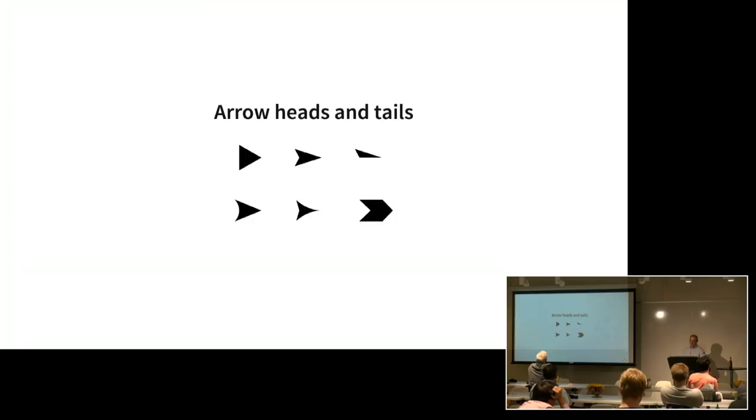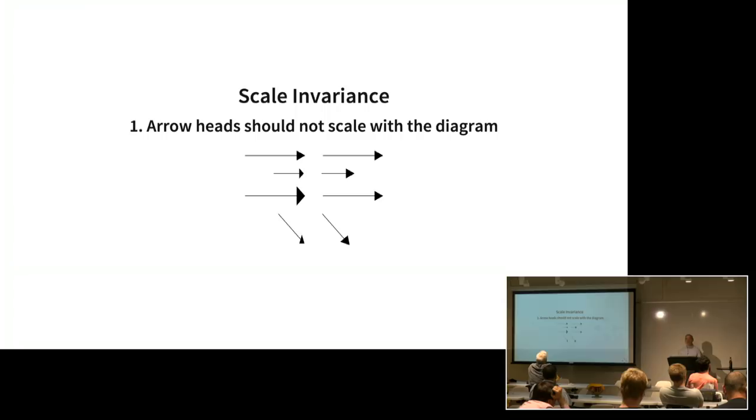So now I'm going to go through the design points, if you will, and talk about how they influence the design and how they become a challenge. The first one was that arrowheads should not scale with the diagram, and I really mean that a little bit more generally: they shouldn't necessarily scale the same way that the objects in the diagram scale. In other words, as I said before, if I'm scaling a circle and I apply a scale of 2 to it, I don't want an arrow connecting those two circles to have its head scale by 2.